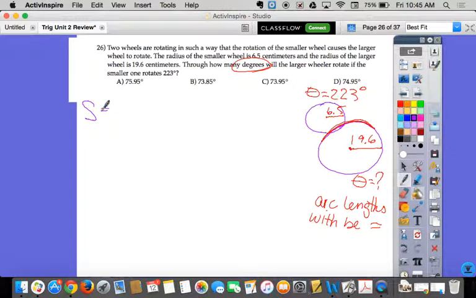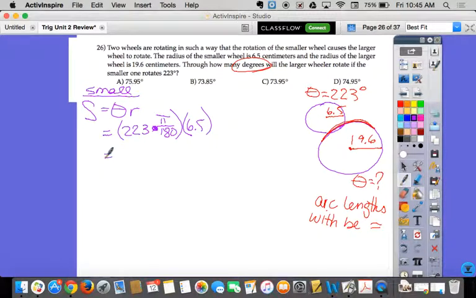Okay, so let's start with the small guy. I don't know my arc, that's what I'm looking for. I have degrees, so I have to convert, and my radius was 6.5. It's just a matter of typing: 223 pi times 6.5, and divide that by 180. I have 25 point, let's see here, they kept 2 decimals, so let me do that. That's going to be 25.30 whenever I round that.